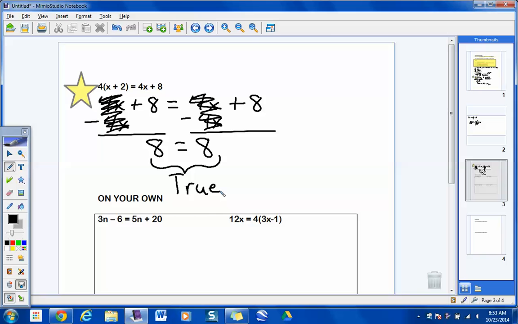Anybody have an idea what a true statement might mean? Or a guess at least? There is a solution, and it turns out actually right here that there are many solutions. Squeeze it in here. Many solutions.